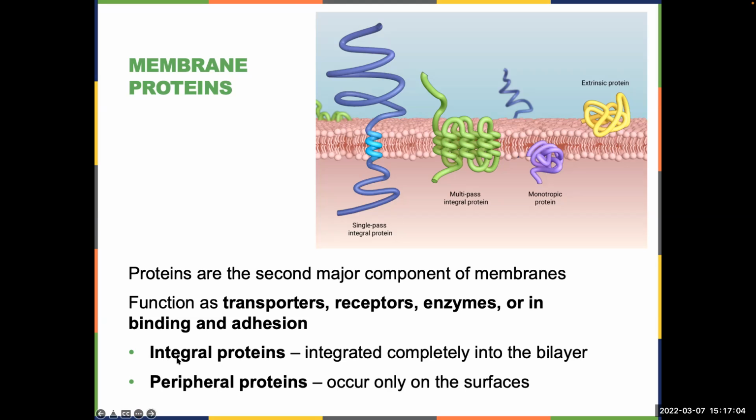Okay, so the integral proteins integrate completely into the bilayer. This is a little bit of a confusing definition. This is what your book uses, but I would like you to make a note that it only has to go through one of the layers of the bilayer. So the monotopic protein is still considered an integral protein, whereas something that's only on the top or only on the bottom would be a peripheral protein, only on the surface.